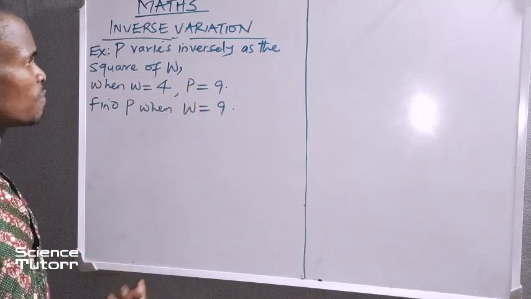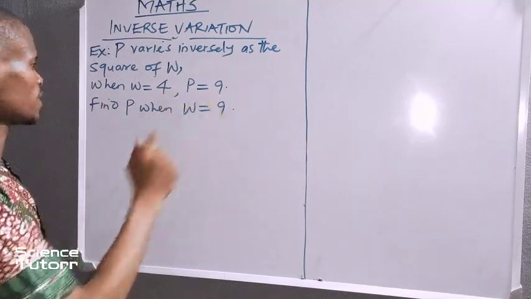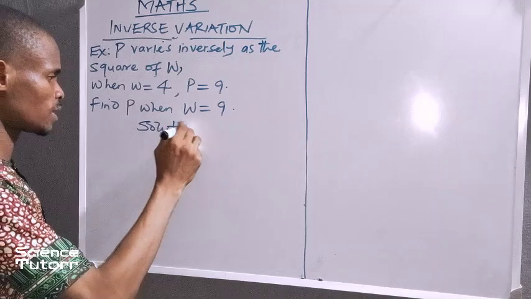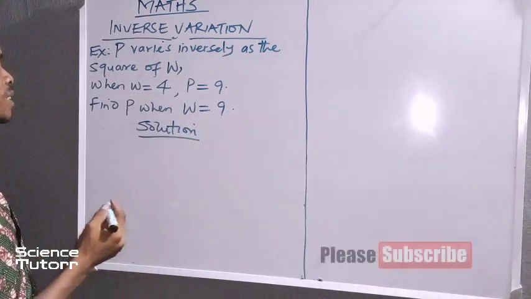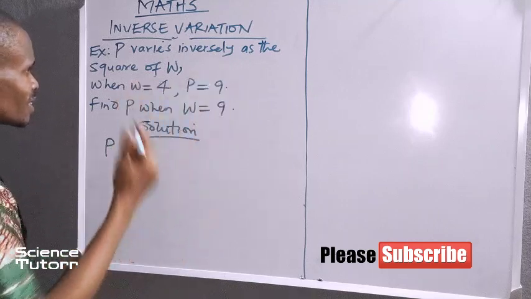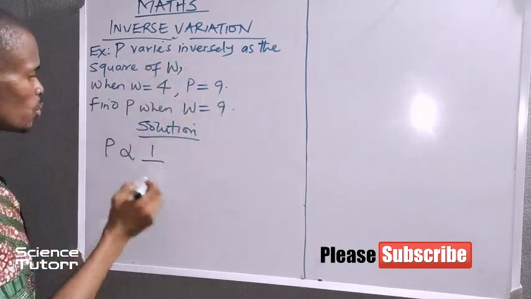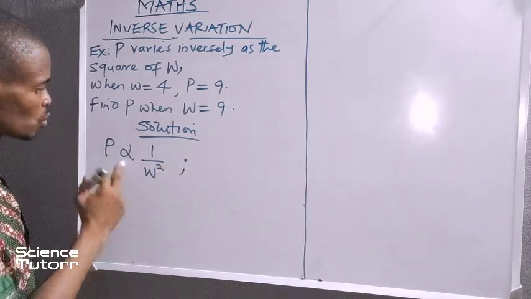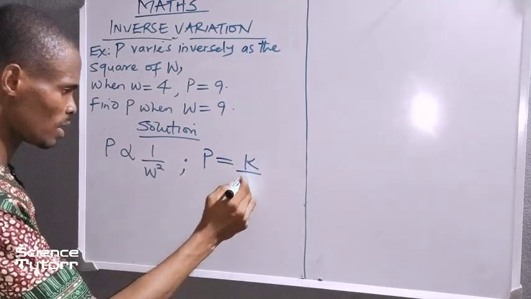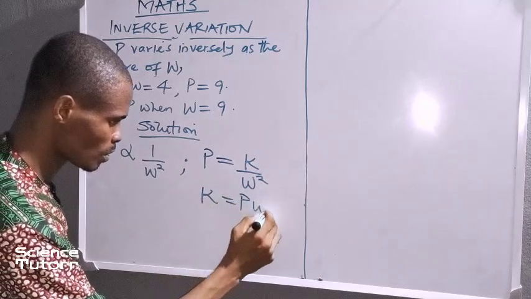It says P varies inversely as the square of W. First sentence: when W is 4, P equals 9. Second sentence: find P when W equals 9. Now, solution. The first sentence writes the variation expression: P varies inversely as the square of W. So this is my variation sign, 1 over the square of W, which simply means W squared. So if I introduce my constant, I get P equal to K all over W squared. So from here, K is equal to P W squared.